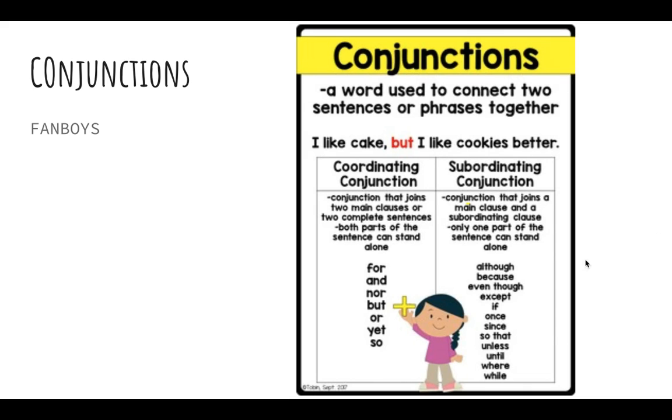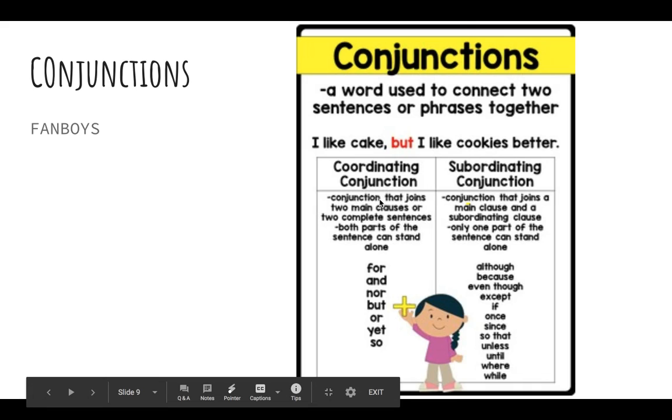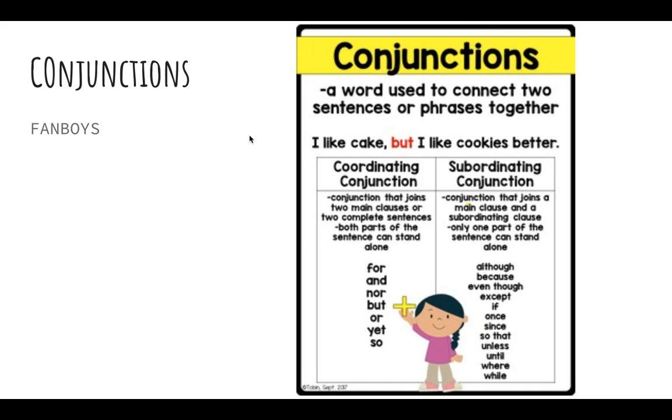So when we have two clauses of a sentence, I know it's been a while since we talked about those. We're going to talk about those tomorrow, but you can connect them with a conjunction. So remember FANBOYS: for, and, nor, but, or, yet, so. Those are the most common conjunctions that we use in our writing, and they join two main clauses or two complete sentences. Both parts of the sentence can stand alone.